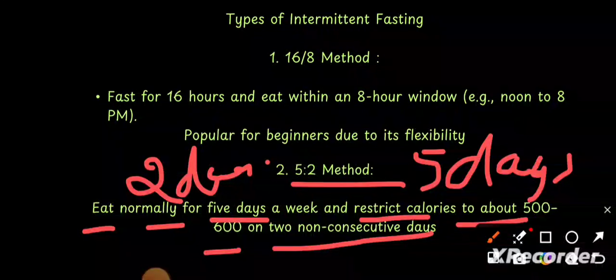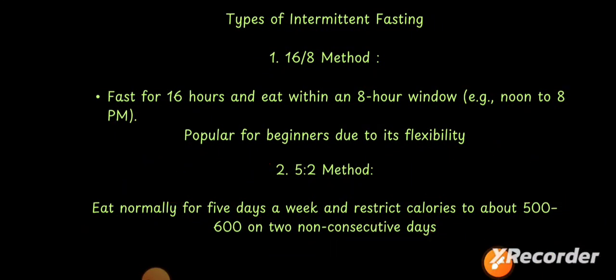You could eat in those 5 days, like Monday to Friday. If you want to select 5 days, Monday to Friday, you could eat what you want to eat. But on Saturday and Sunday you try to restrict your calories to around 500 to 600 calories on the remaining two consecutive days.